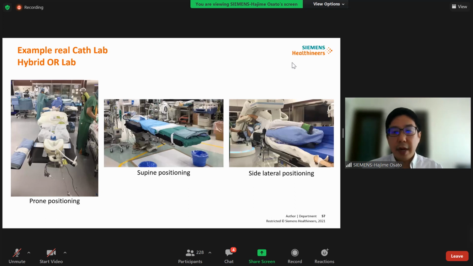And the table layout also changes regarding patient position. Prone positioning is used for the spine procedure, head open surgeon. Supine positioning is used for the stent graft case and structural heart disease. And sometimes a lateral position is used for thorax procedures. In the hybrid system, we run procedure simulation several times for safety and smooth workflow.